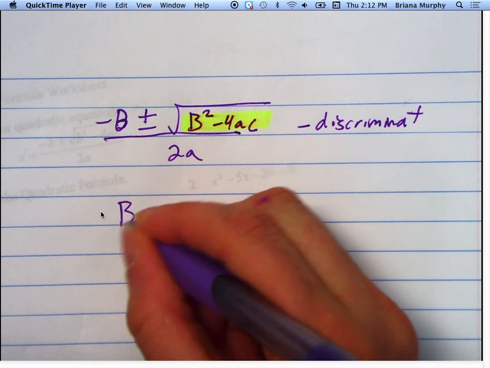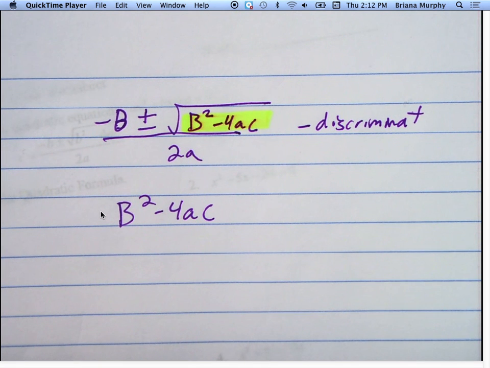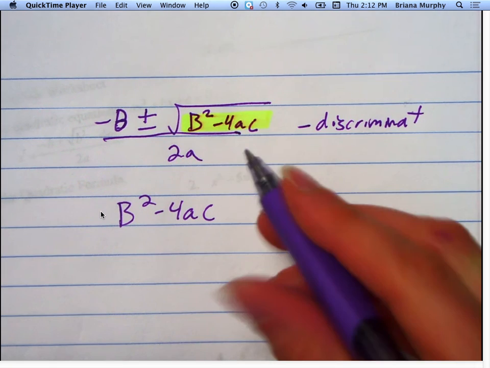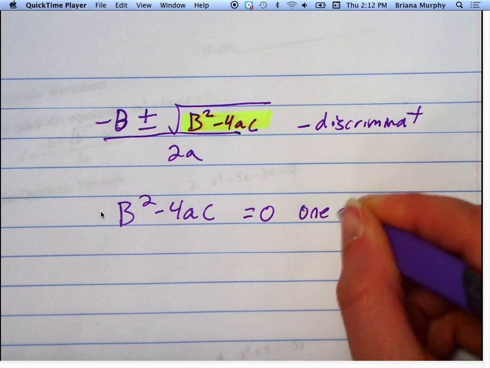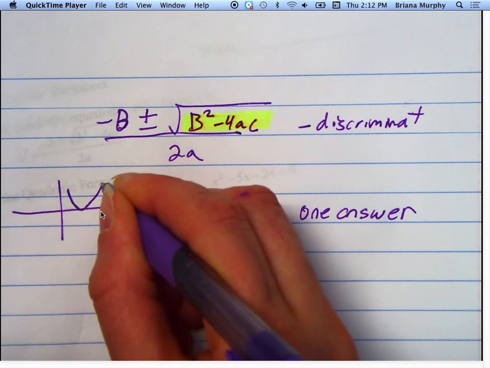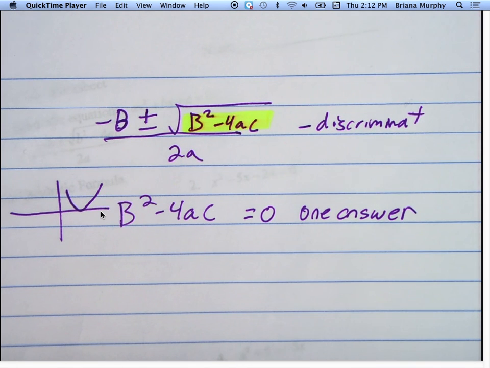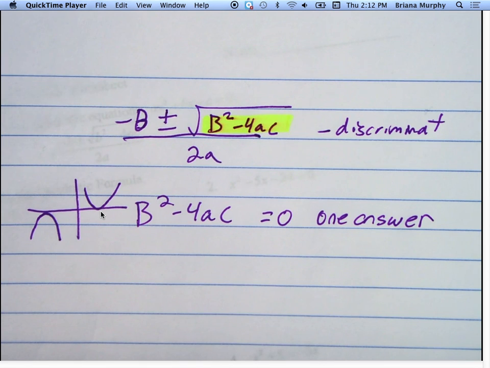So if we have b squared minus 4ac, if it is 0, what's the square root of 0? 0. And when I add anything to 0, does it change that number? If I say 5 plus 0, is it still 5? Yes. So 0 means we're going to get just one answer. It means that my graph looks like this, where it's just sitting on the line. It only crosses the x-axis in one spot. It could be upside down too, like that, just touching it.